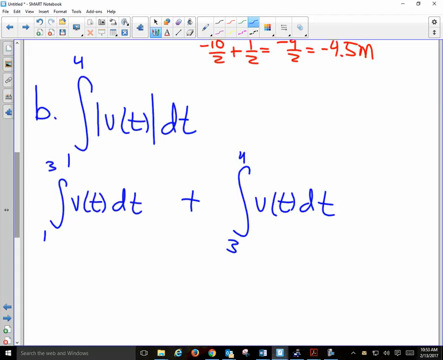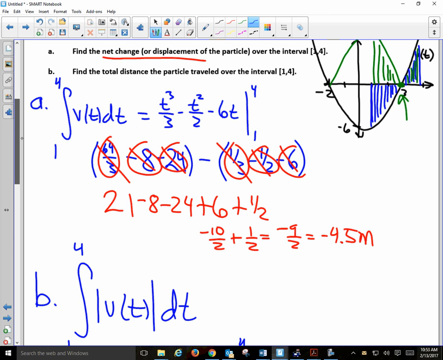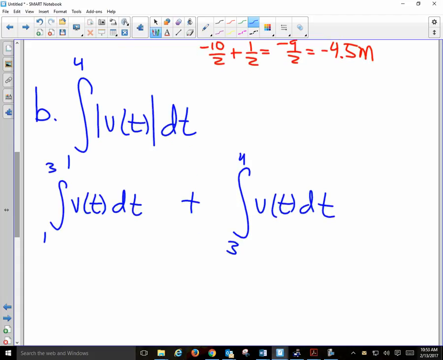Now, which one of these is positive, which one is negative? First one's negative because you can see that it sits below the x-axis there. So therefore, you'll have to take the absolute value of that when you're done and then add it to this, which will already be positive. That will tell us the actual total distance traveled. Do you think the total distance will be more than 4.5 or less than 4.5? I would say it would probably be more.